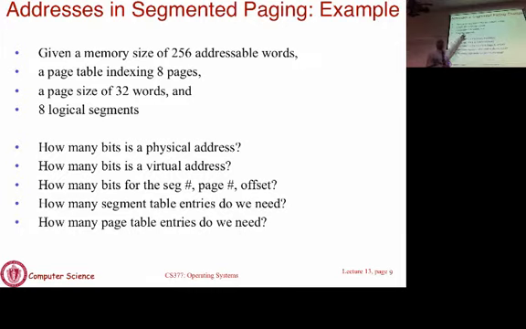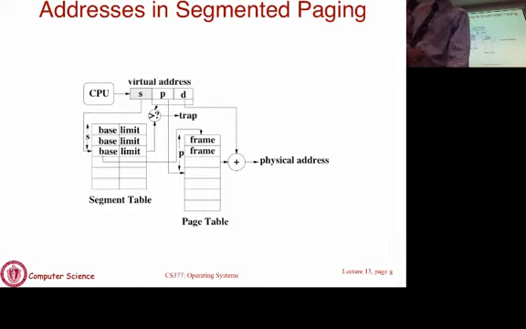Page is 32 words. And we assume that a process can have at most 8 segments. It can have at most 8 pages per segment. It can have at most 8 segments. Okay, that's the scenario given to you. These are questions we need to now answer keeping this picture in mind.